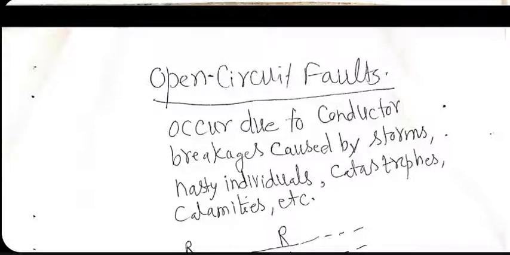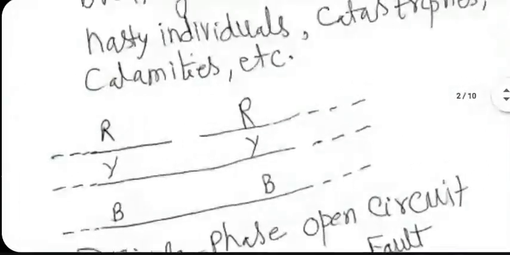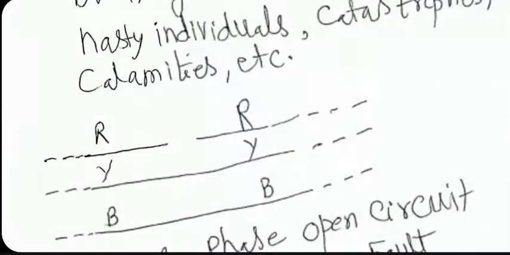It can be caused by storms, nasty individuals for sure, catastrophes, earthquakes, etc., calamities, which are worse than catastrophes. And the schematic representation in case of a three-phase system is like this. You have red, yellow, and blue, that is ABC lines coming. R has been open circuited. One wire has been open circuited for whatever reasons.